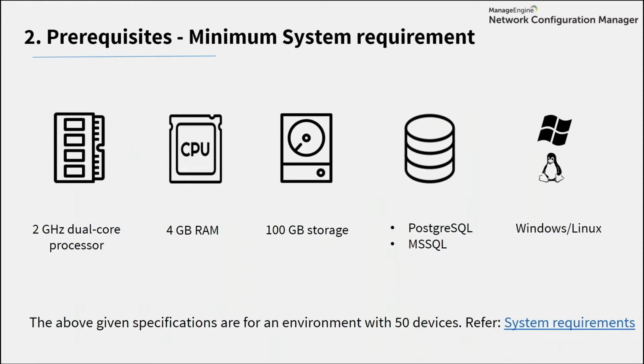So the minimum system requirements for Network Configuration Manager to function in your environment are a 2 GHz dual-core processor, 4 GB RAM, 100 GB storage. PostgreSQL, MSSQL, Windows and Linux are suitable for Network Configuration Manager to function. Also, I would like to tell you that these specifications are for an environment with 50 devices only. If your environment consists of more than 50 devices, you can refer to the system requirements.